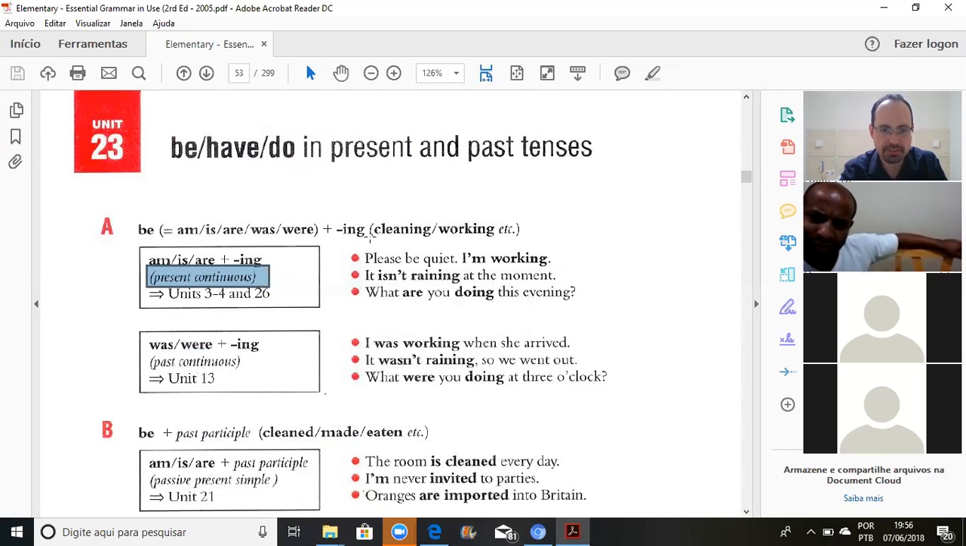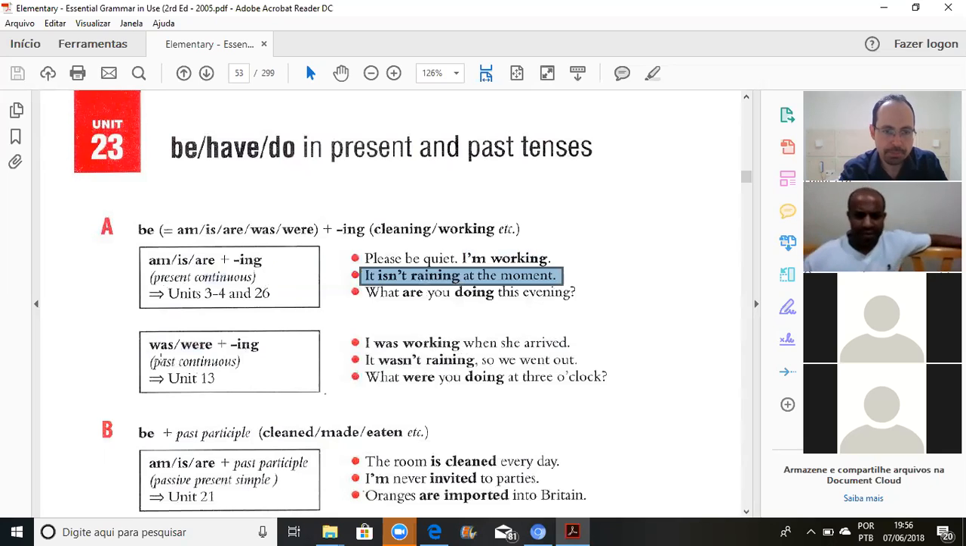So if I use the present continuous to tell about something that is happening or is not happening, I use the past continuous to express something that was happening in the past, something that was happening but not necessarily is happening right now, okay? But it was happening in the past, all right?